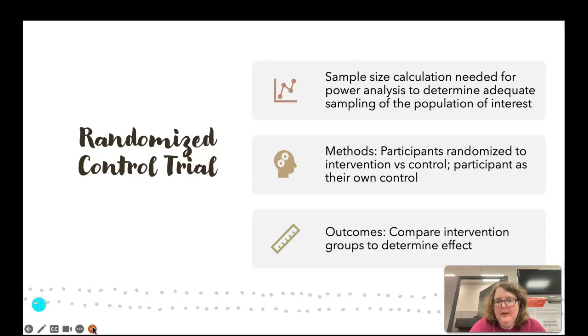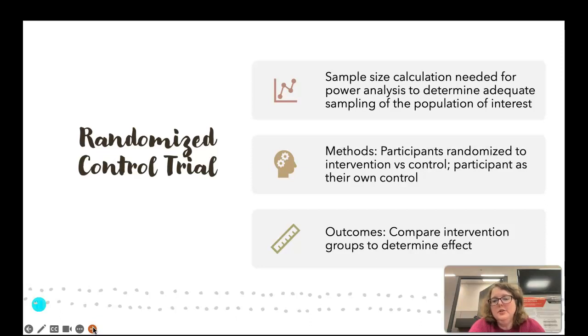Next, we have randomized controlled trials. These include a sample of interest, and they include appropriate power to determine an adequate sampling of the population of interest, meaning we have to have an adequate number of subjects included in the sample to make sure that we are ruling in or ruling out the hypotheses that we establish initially correctly.